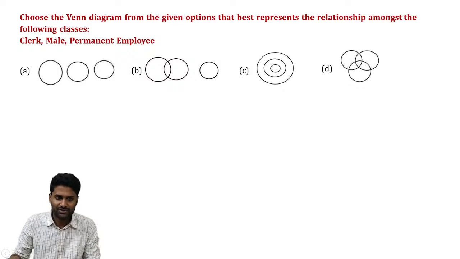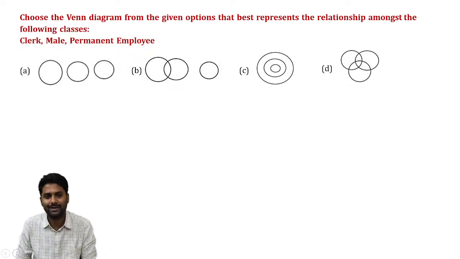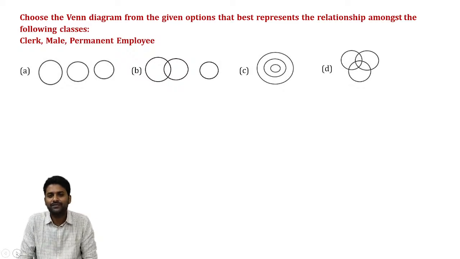Let's go for the next question. Here we have clerk, male, permanent employee, and we have four figures. Which of the diagrams can logically follow that relation?